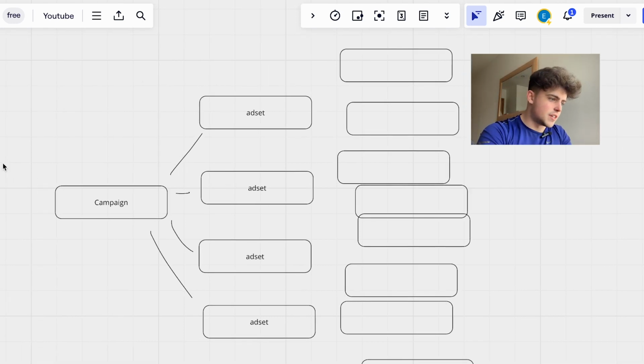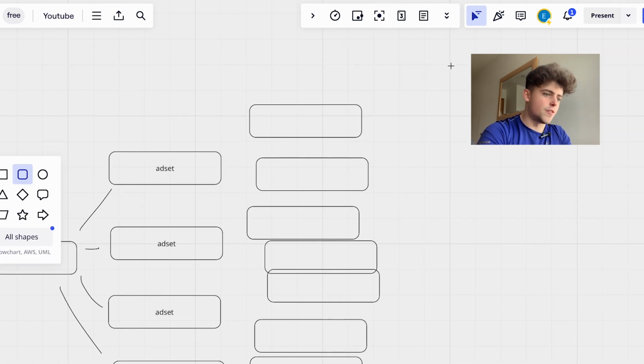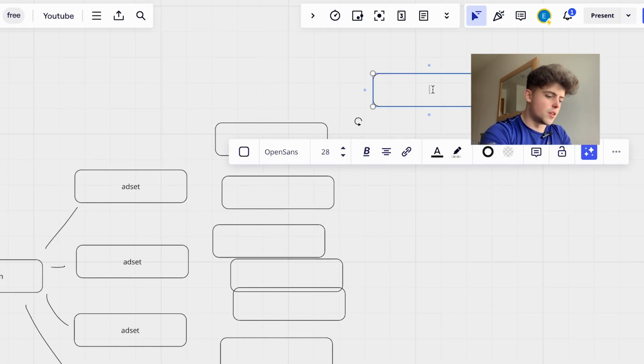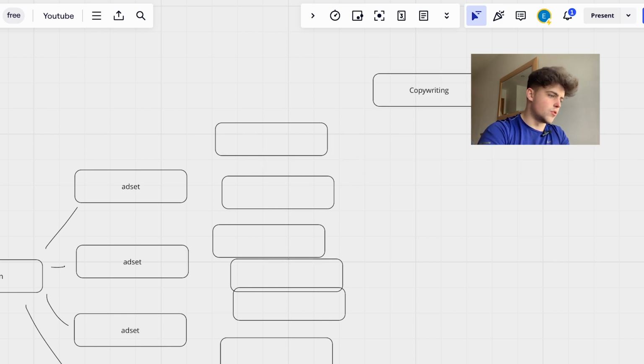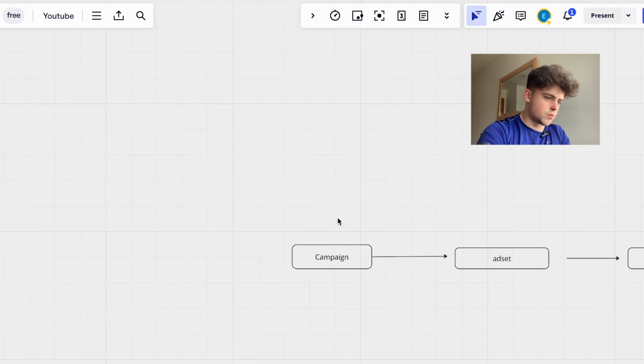And here is the even better thing. For each ad, you can then go off and test for the copywriting. You can also test the offer. And what was the last one?